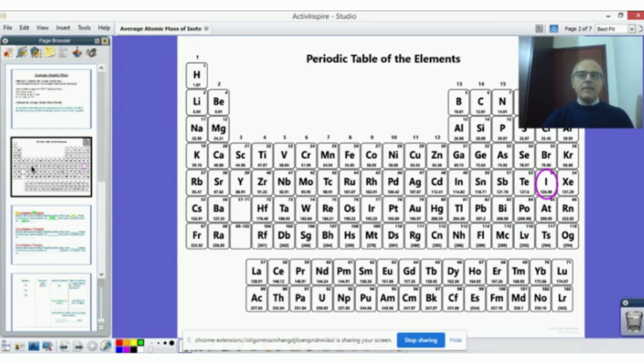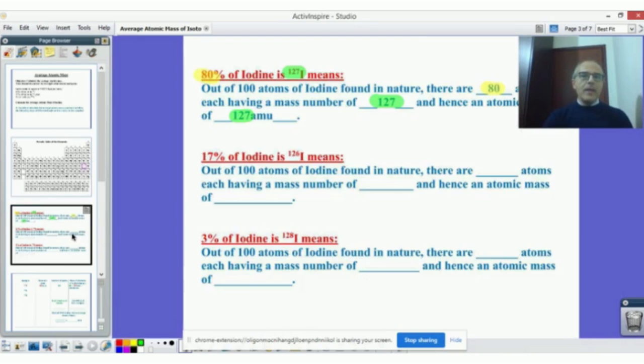Of course, this is the periodic table, and our aim is to determine the average atomic mass of iodine found in the periodic table. When we say 80% of iodine, I-127, it means out of 100 atoms of iodine found in nature, there are 80 atoms, each having a mass number of 127 and hence an atomic mass of 127 AMU.